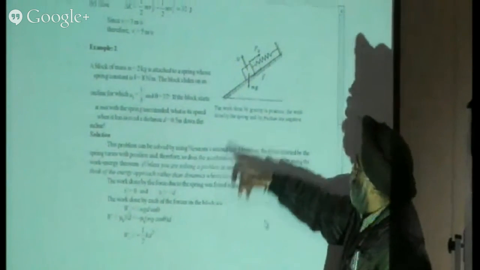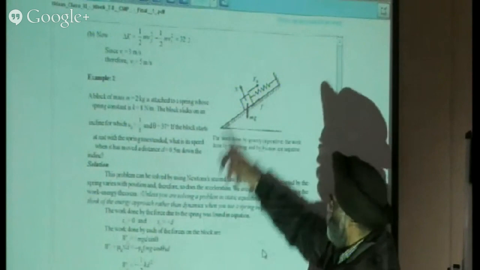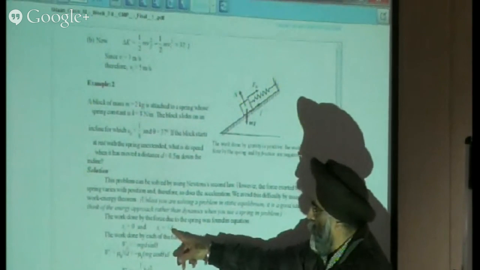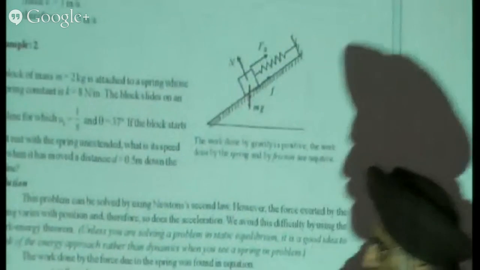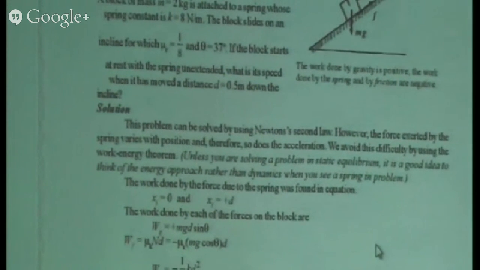Now to calculate, let's suppose the initial position, wherever the spring and the mass were, is taken to be 0, and it extends through a distance d. Then the work done due to gravity is mg sin theta into d. Because now we are working in a direction along the incline, the component of the gravity force along the incline was mg sin theta, and the displacement is also along the incline. So the work done due to gravity is mg sin theta into d, written as mg d sin theta.